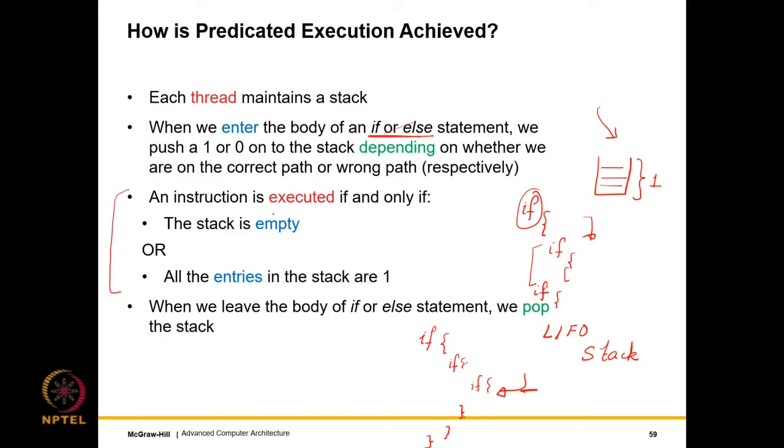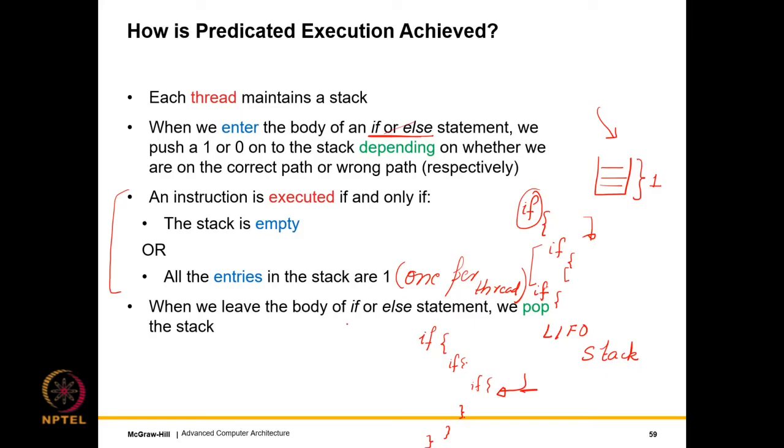So there are two conditions over here. The first is that an instruction is executed if the stack is empty. Yes, that's obvious. Or as I have just described, the last-in first-out stack, if all the entries in the stack are 1. We have a separate stack for each thread. This is not the programming stack. It's a separate stack which only stores the results of predicated execution. So we maintain one stack per thread in the warp. If all the entries are 1, then the instruction is on the correct path and it is executed.